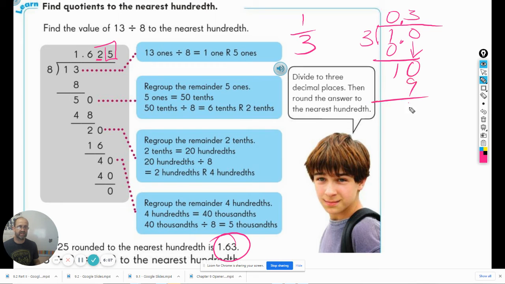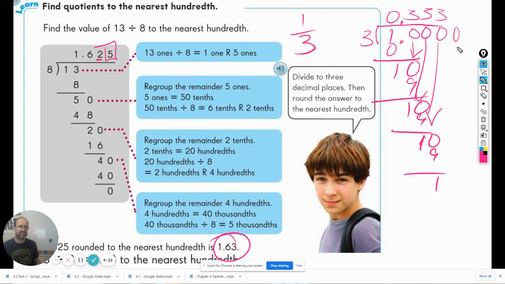3 times 3 is 9. You get a 1. Let's bring down another 0. 3 goes into 10 3 times. 3 times 3 is 9. You get a 1. Bring down another 0. 3 goes into 10 3 times. 3 times 3 is 9. You get a 1. Bring down another 0. 3 goes into 10 3 times. See what I'm doing here? You can get decimals that go on and on forever. You guys have probably seen this in your calculator.